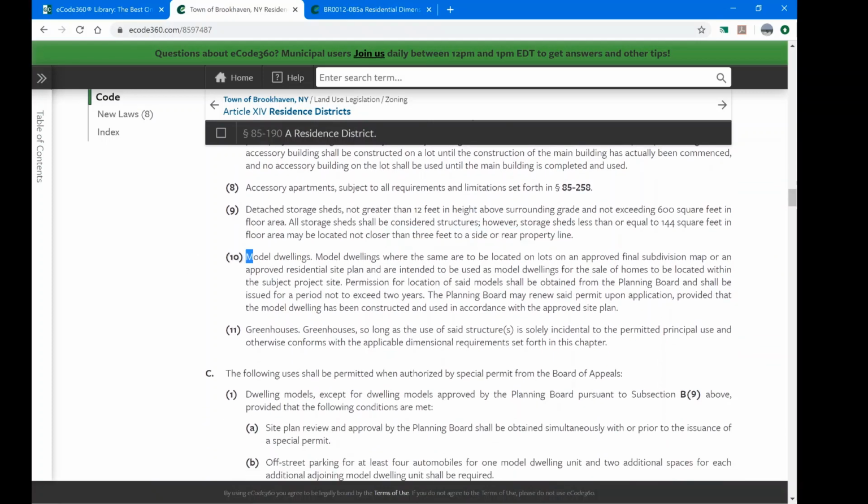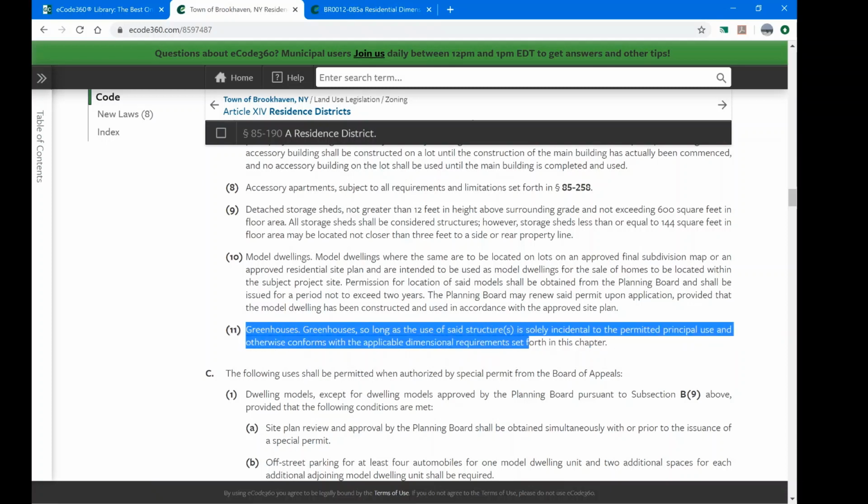If you're in a new subdivision, you can turn some of your homes into model homes as is showing. So that's going to be on a temporary basis. That's got to be done through the planning board. Greenhouses are permitted as long as the use of the structure is incidental to the permitted principal use and otherwise conforms with the applicable dimensional requirements set forth in the chapter. Again, a lot of legalese to say, yes, you can have a greenhouse as long as it is an accessory to the main home and that's not the main structure on that property.